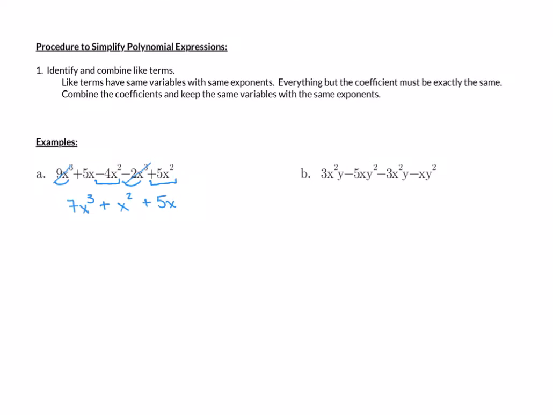So let's see what we can do here. I can combine 3x squared y with negative 3x squared y. Those actually cancel. I can combine negative 5xy squared and negative xy squared. We get negative 5 minus 1 is negative 6. And I bring down my xy squareds. All right, so that is simplifying polynomials.